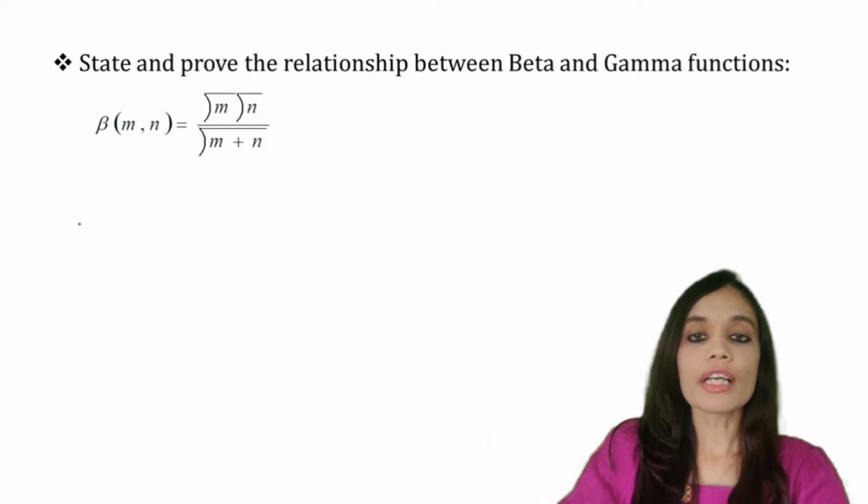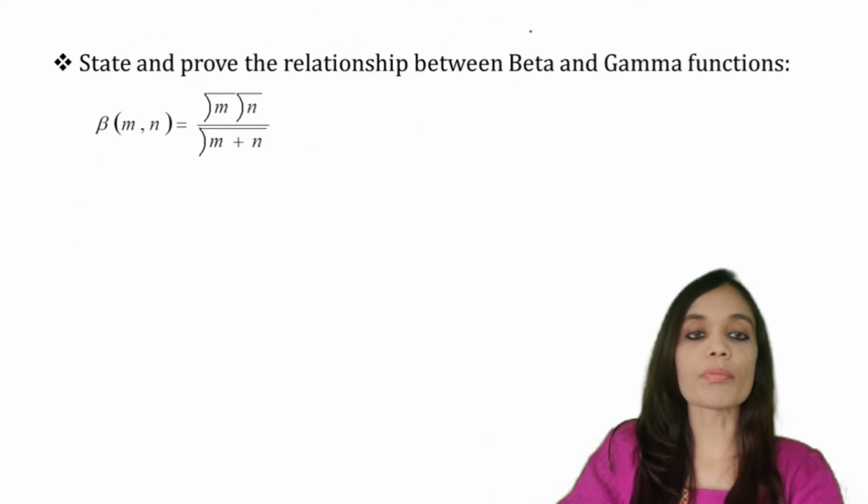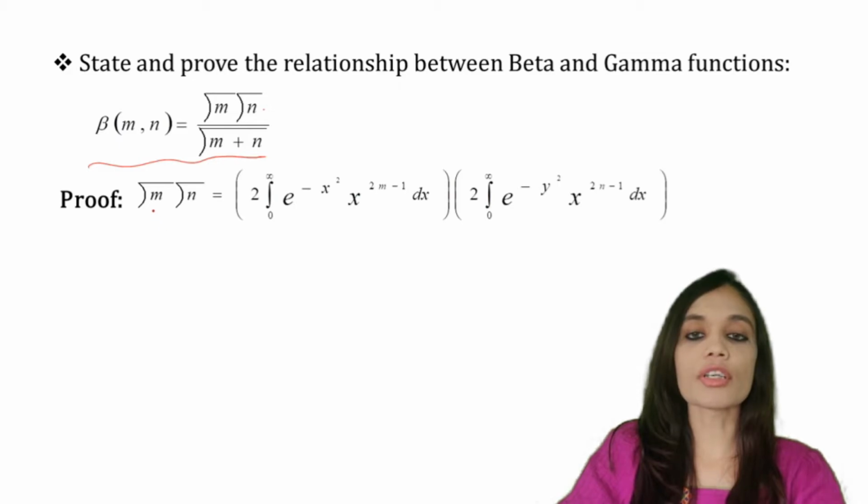So this is our trigonometric form of beta function, right? So now let us state and prove the relationship between beta and gamma functions, right? So the statement is beta m n is equal to gamma m into gamma n upon gamma m plus n, right? We have to prove this. Okay, so let us start with the proof.